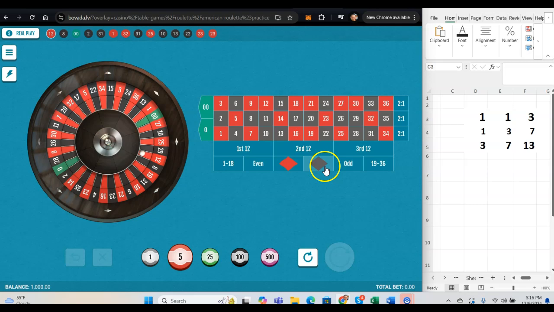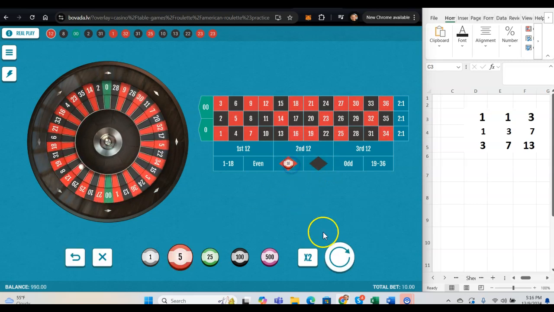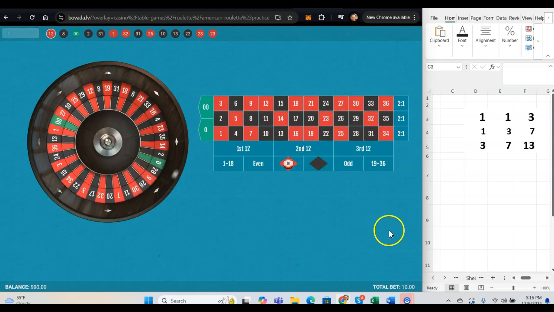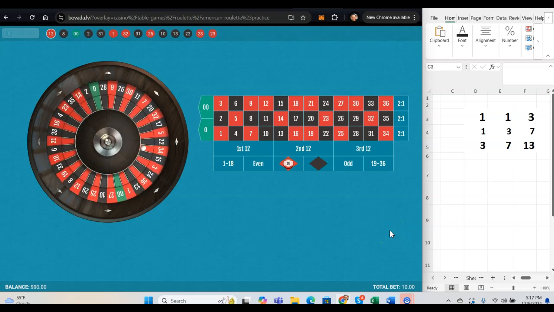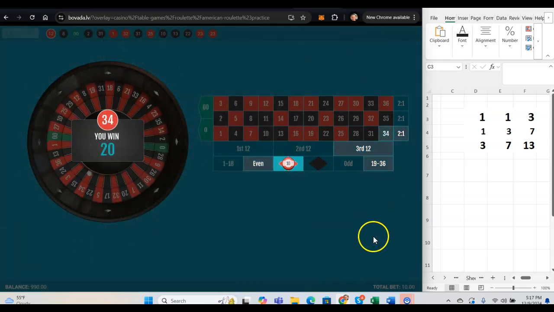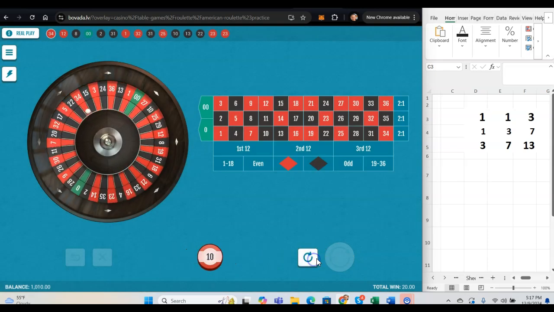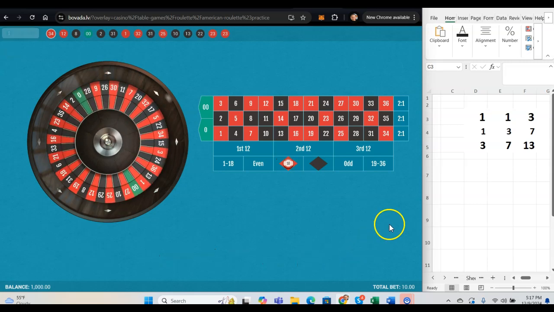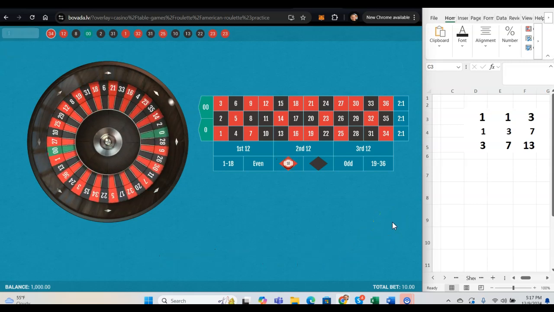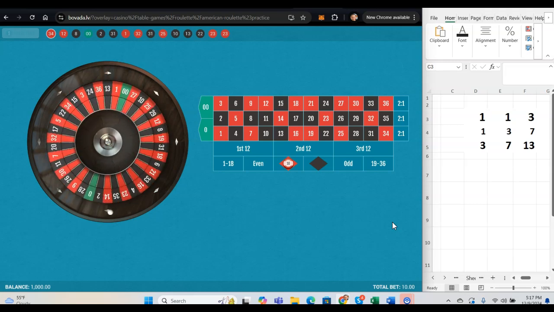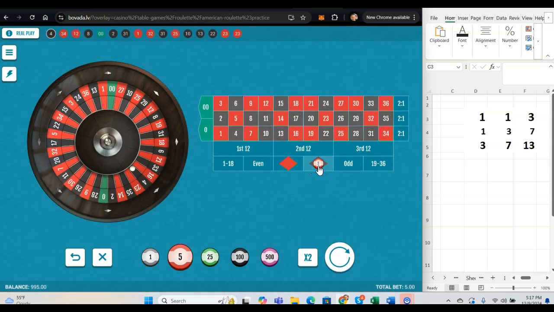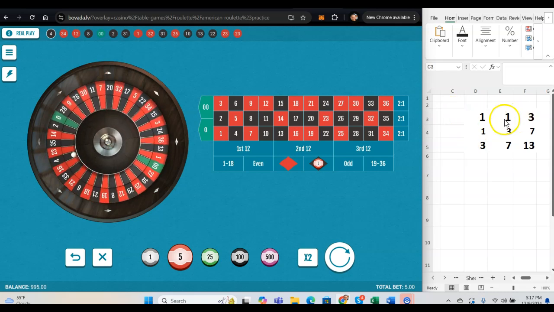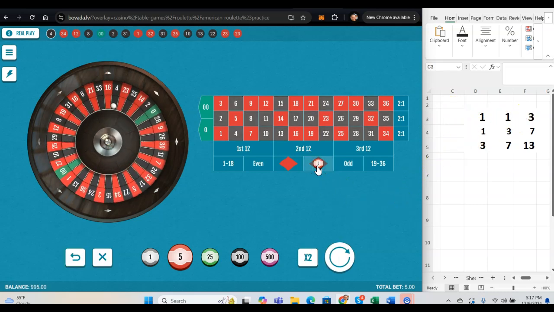Bet number 2. Okay, back on bet number 1. Just repeat the bet. Stage 2, bet 1. Bet number 2. Stage 1, bet number 2. Now I'm getting confused.